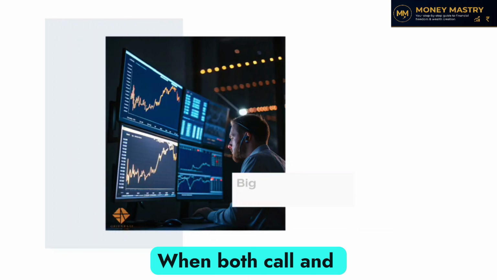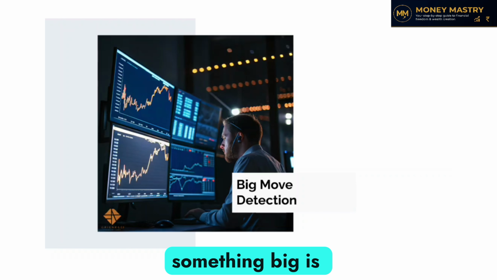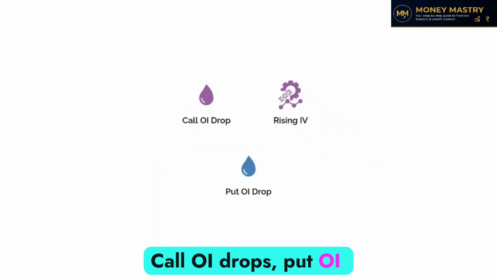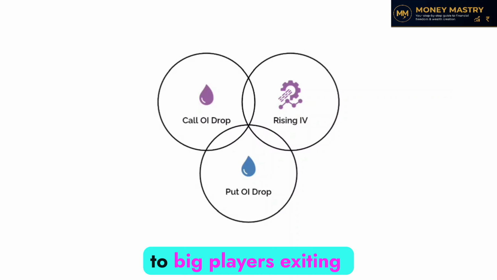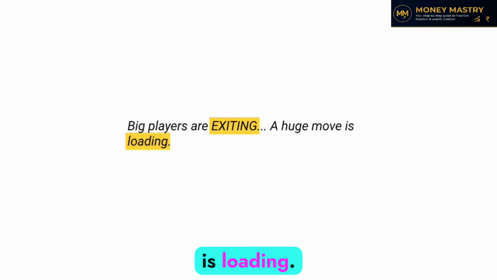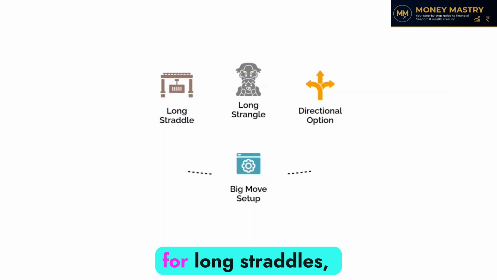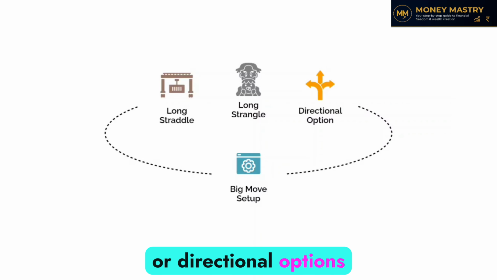Stop. When both call and put OI collapse together, something big is about to happen. Call OI drops, put OI drops, and implied volatility rises. All 3 signals point to big players exiting before a major move. Big players are exiting. A huge move is loading. This setup is perfect for long straddles, long strangles, or directional options that capitalize on the coming volatility.